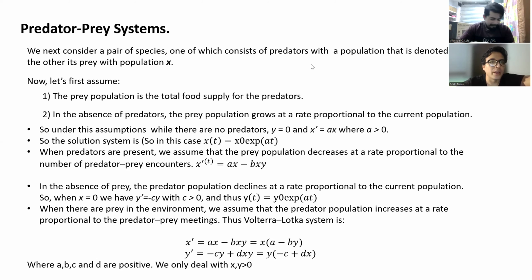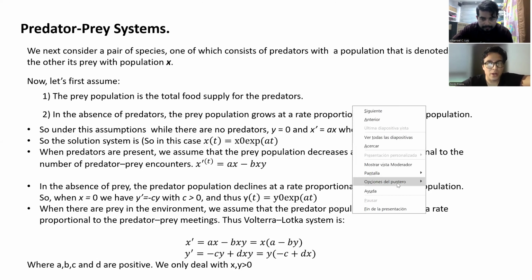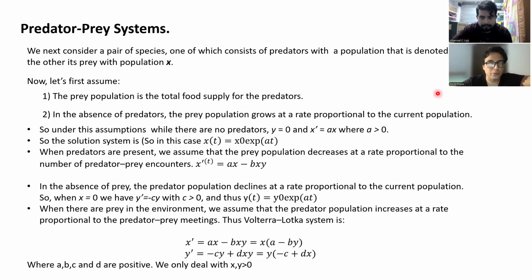Okay, now we analyze a predator-prey system. We consider a pair of species, one of which consists of predators with a population denoted by Y, and the other is prey with population X. We make some assumptions first.